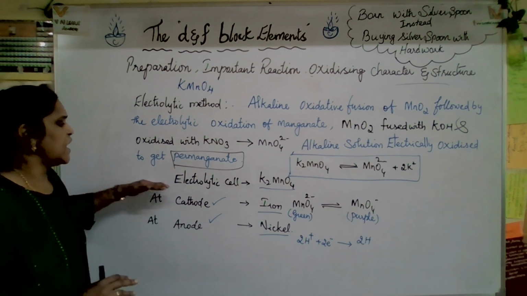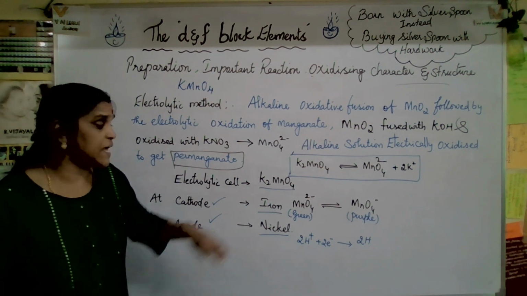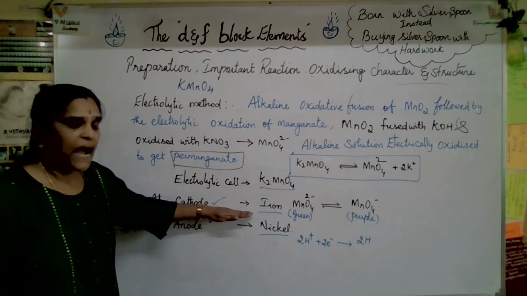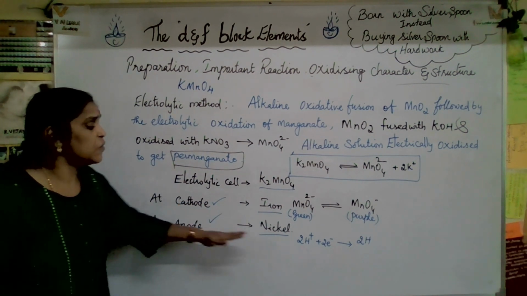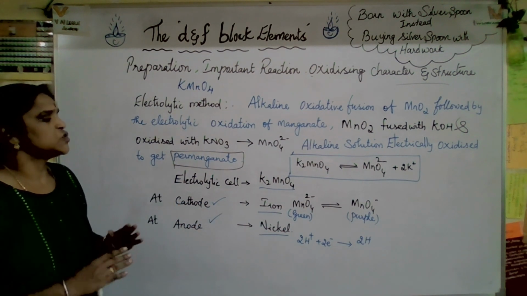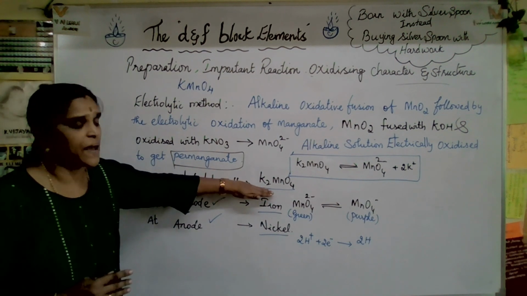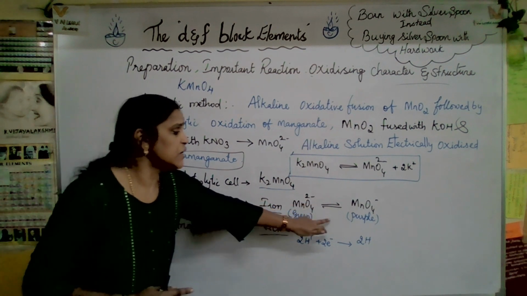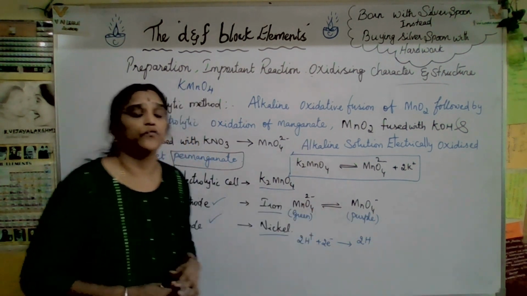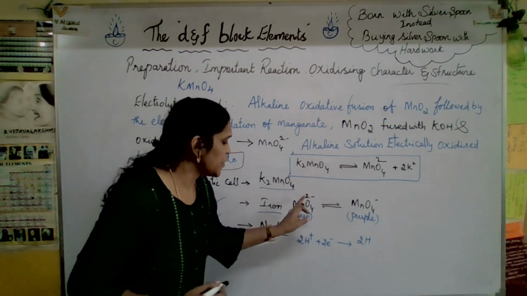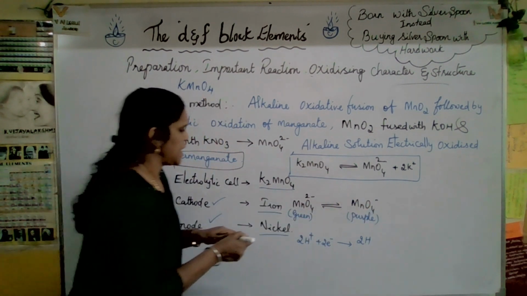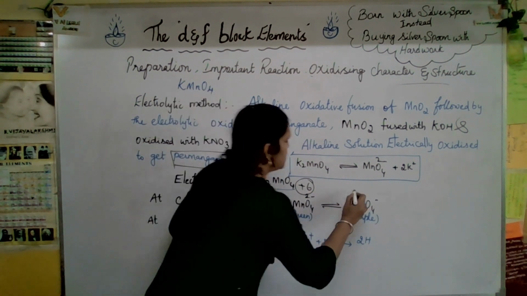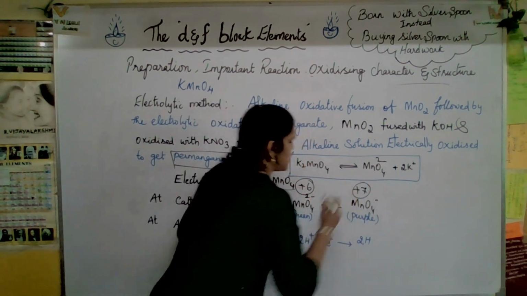Right? Okay. Now, the electrolytic cell: K2MnO4. At the cathode we have taken an iron rod, at the anode a nickel rod. So what happened? This potassium manganate, MnO4 2 minus, is converted into MnO4 minus. Here 2 minus, here 1 minus. That means here the oxidation number is plus 6, and here plus 7.